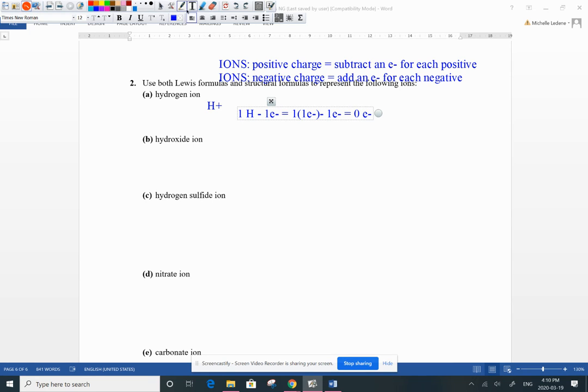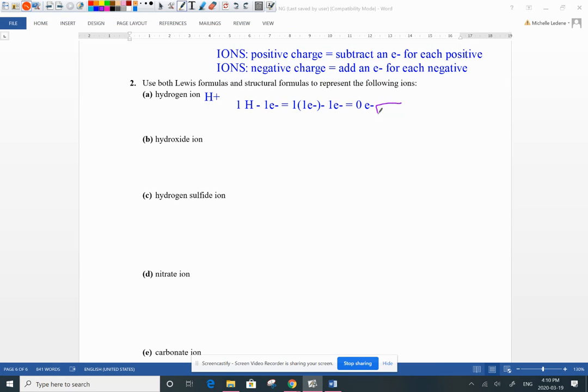So how do we draw this diagram? Well, we put a giant bracket like this, H, and then we are going to have the positive charge on the outside. There you go. That's a hydrogen ion. There's no electrons on it.